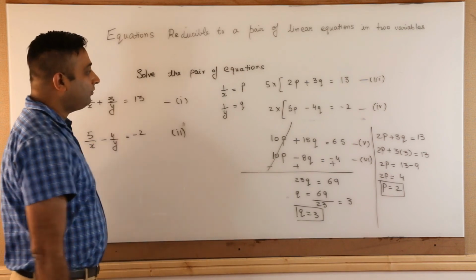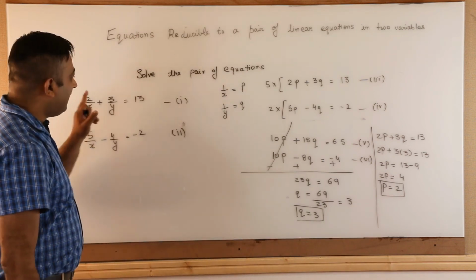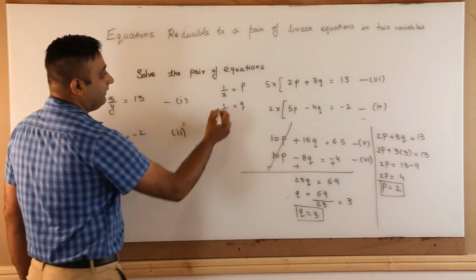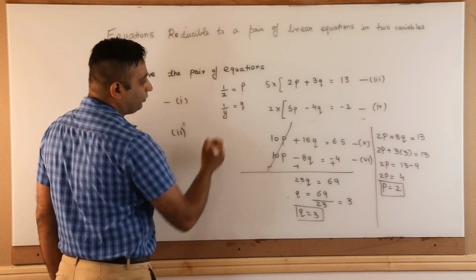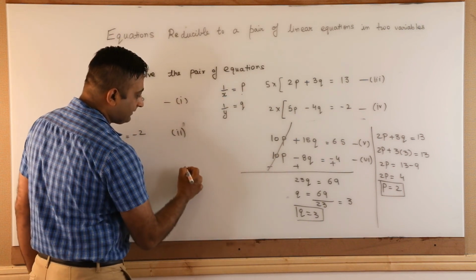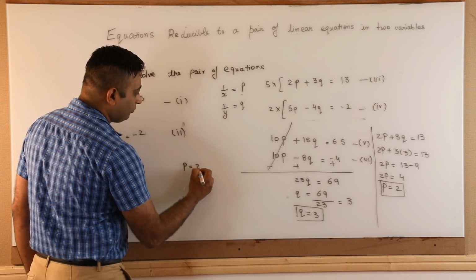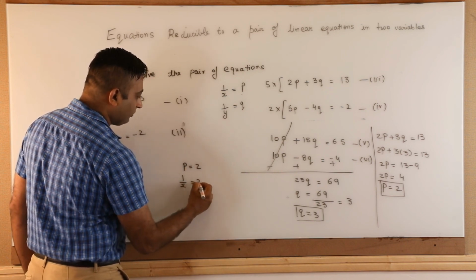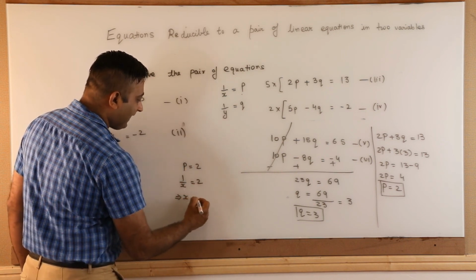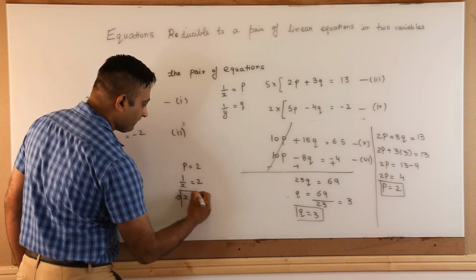But we have to find the value of x and the value of y. We substituted 1 by x equal to p. Now we can compare this. That is p is equal to 2. That means 1 by x is equal to 2. This implies x is equal to 1 by 2.